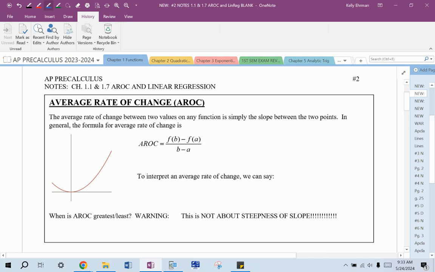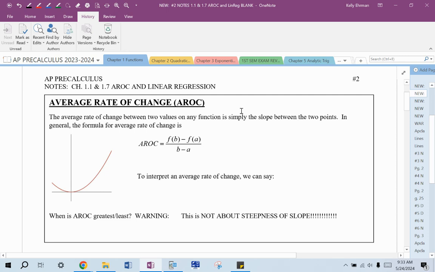All right, this is our second set of notes, and we're going to start by talking about average rate of change, which is abbreviated AROC. I believe we're allowed to use that on our AP exam as well. And average rate of change is something that we will be looking at all throughout the year. It's all over our AP test, and it's a pretty big concept, average rate of change and just rate of change in general for calculus.